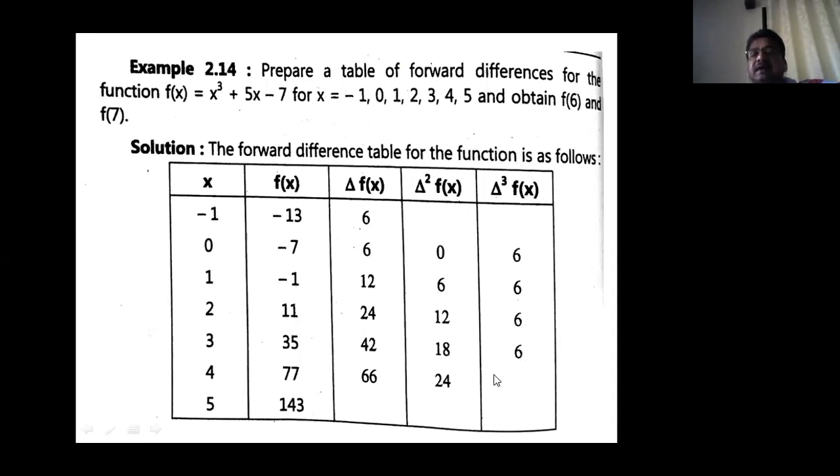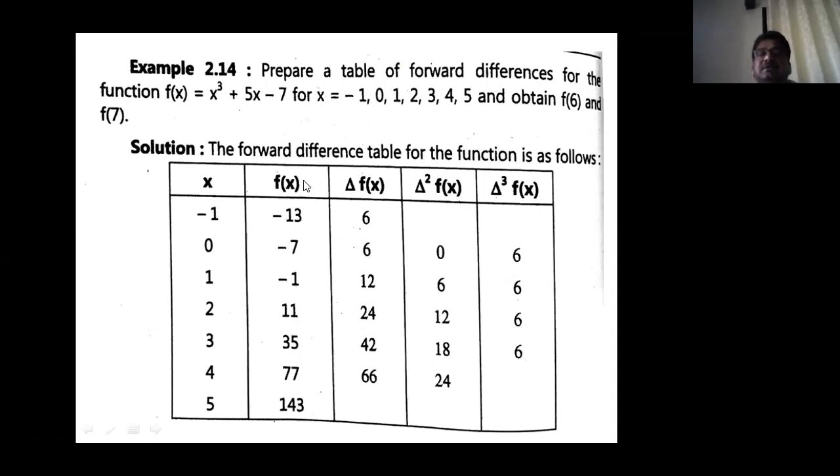If at any column all the entries are the same, then there is no need to construct a further table or further columns. Otherwise, here the values are 7 in number. When does the table terminate? What is the last column of the table? The last column is delta raised to 6 f(x), but all the values are similar in this column, and so there is no need to write further columns.